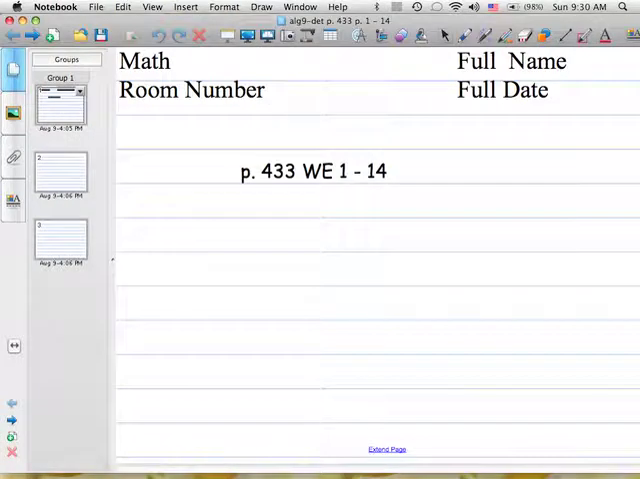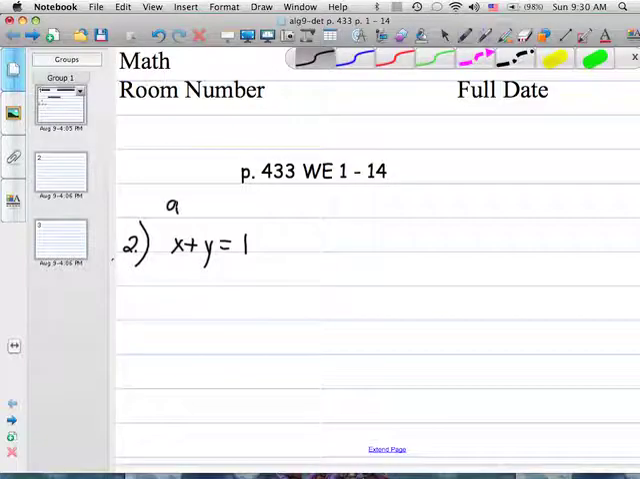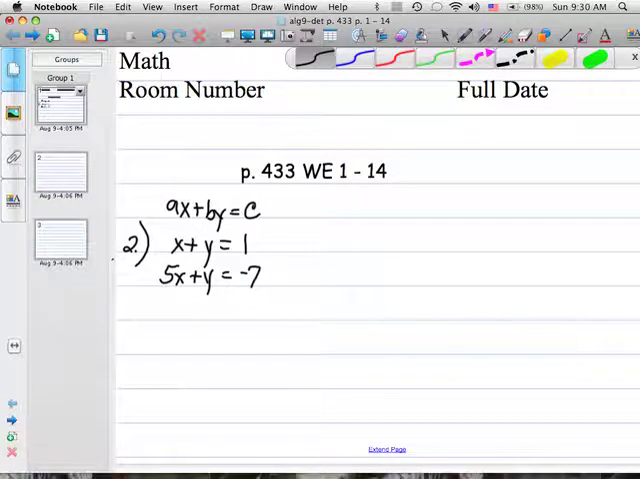So we're on 433, and we're doing 1 through 14. Now, the book says to do it by a variety of methods. We're taking all of these and doing it using determinants. So we first have to make sure that our systems are in standard form. That's ax plus by equals c. So x plus y equals 1, that's fine. And 5x plus y equals negative 7 is correct. When you do number 1, neither one of them is in standard form, so you'll have to get them that way.